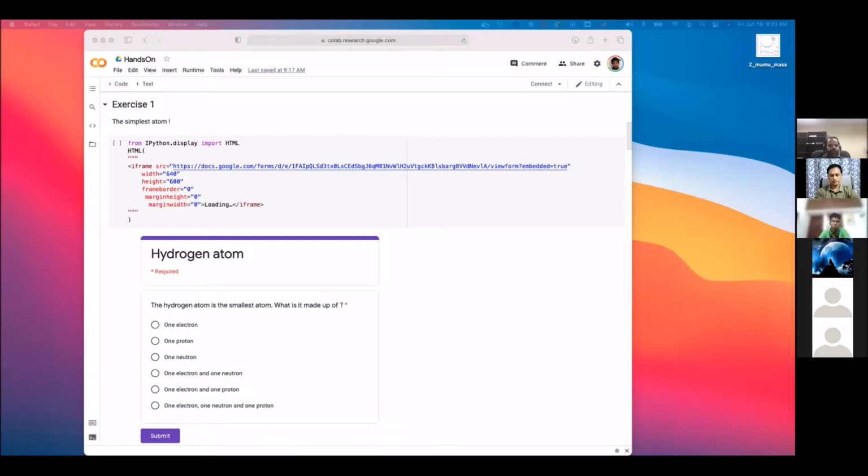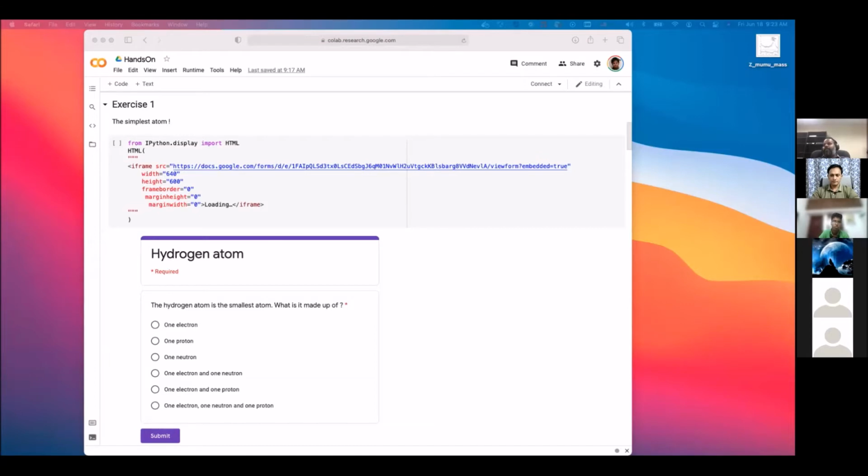So what could that be? Can anyone speak up? Don't worry, it's okay, go ahead. What was that? One electron and one proton. Great. Yeah, there you go. That is the correct answer, because there must be something that balances the negative charge of the electron. So it has to be a proton.